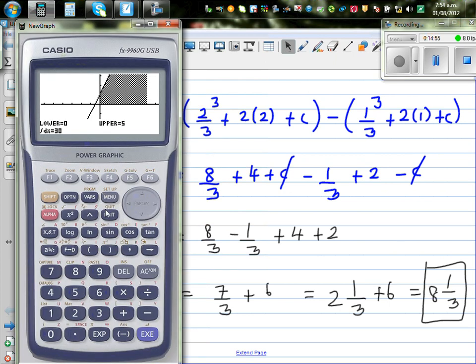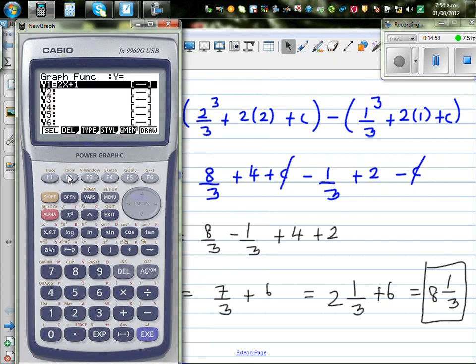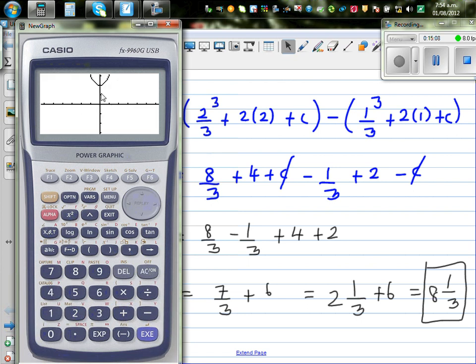So let's check that. So let us type in the equation x squared plus 2. So this is x squared plus 2, and draw it. So this is your graph, integration dx. So your lower limit is 1, so keep scrolling to 1. So this is your lower limit, so you go execute. Okay, so it has drawn a line, and now it's asking you what's your upper limit. So my upper limit is 2. And press execute.